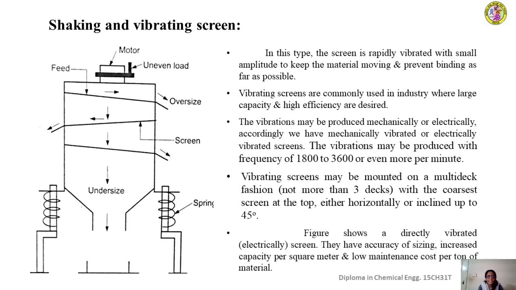So just like the gyratory screen, a vibrating screen can also be arranged with a multi-deck fashion. That is, more than one deck can be used to construct a vibrating screen. The different decks are arranged in such a way that the coarsest screen is at the top and the finest one is at the bottom. Figure shows the arrangement of three decks for the given vibrating screen.